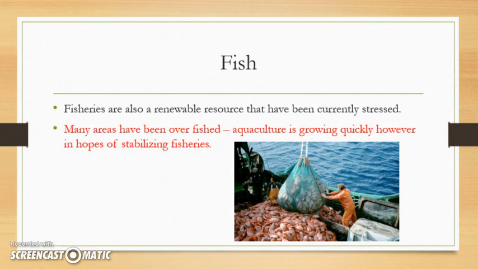Fisheries are also a renewable resource. Unfortunately, many areas around our nation have been overfished and the population has dipped. There is a push currently, though, towards aquaculture, the idea of farming fish and hoping to stabilize their population numbers.